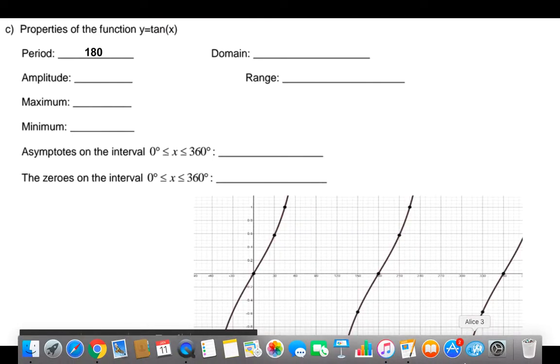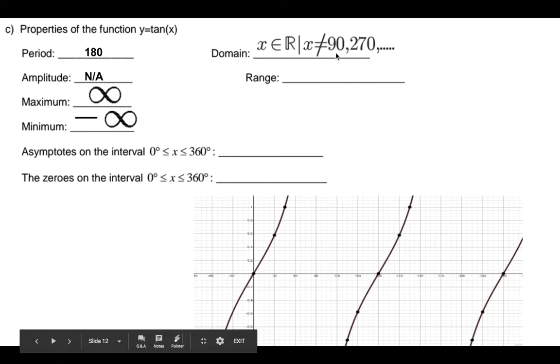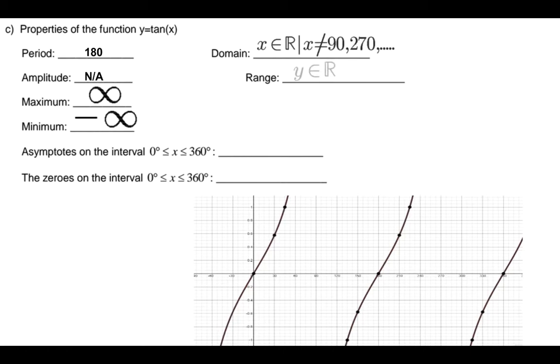So the period is 180. Amplitude is a sinusoidal thing. This is not sinusoidal, so we wouldn't call it an amplitude. The max is infinity, and the min is -infinity. Domain exists everywhere except on those asymptotes, so 90, 270. In advanced functions, you have another way of saying that, so we'd say 90 plus 180k, where k is an element of the integers. The range goes on forever.